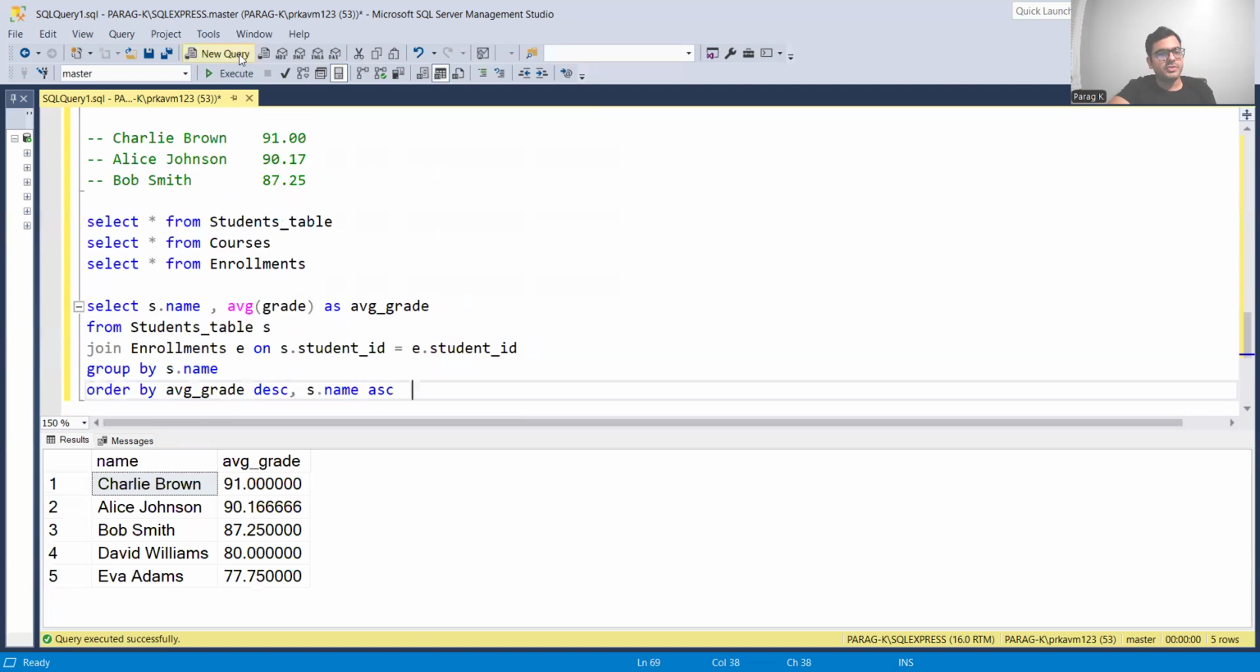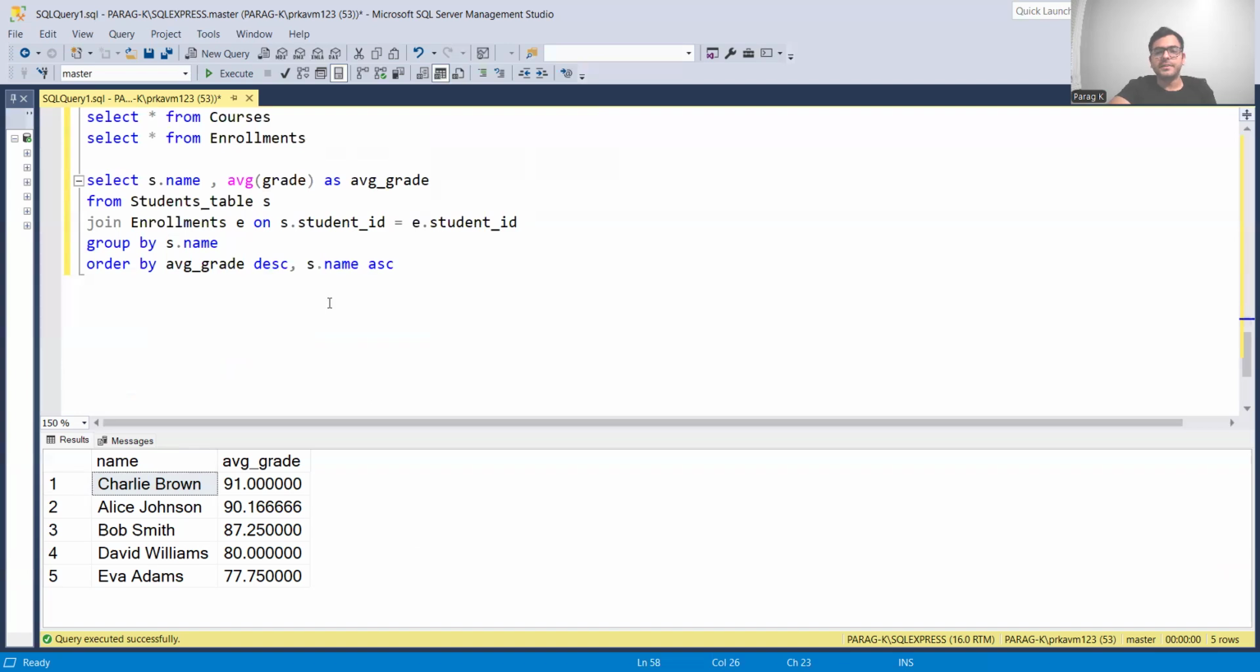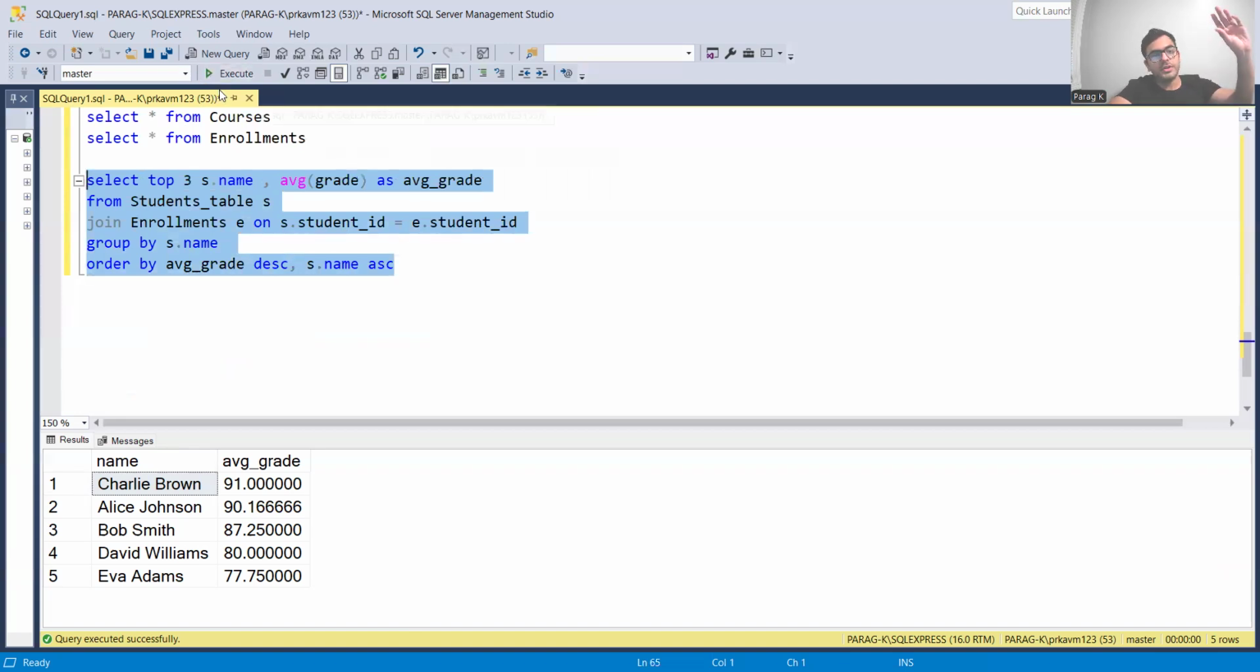Because look at the output. You want Charlie Brown, and we need Alice Johnson and Bob Smith, but we are getting other two. Now, how would you remove the other two? Well, it's pretty simple. If you were in, let's say, MySQL, you would do something like limit 3, because we just want the limit 3. But in SQL Server, that function doesn't exist. So what I'm going to do here is use top 3. This is an SQL function to just select the top 3 rows.